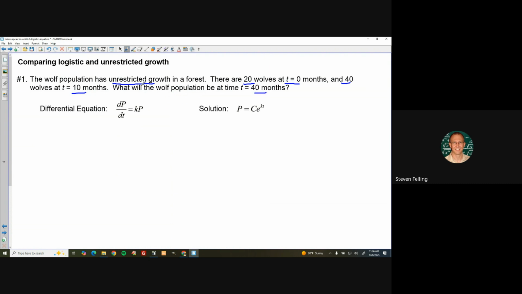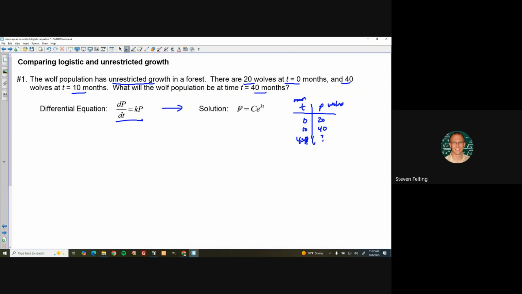Okay, so the differential equation for unrestricted growth is this: dP/dt equals kP, and we know the solution for that is P equals C e to the kt. So I would make a table of information I have here, times and populations. Initial population is 20, the units here are wolves, and at 10 months, the population is 40. We want to know the population at 40 months. So this time we're being asked for the population at 40 months.